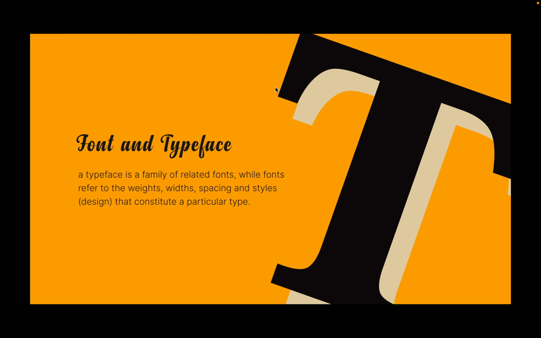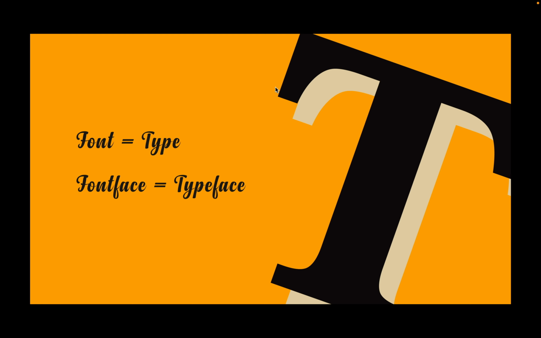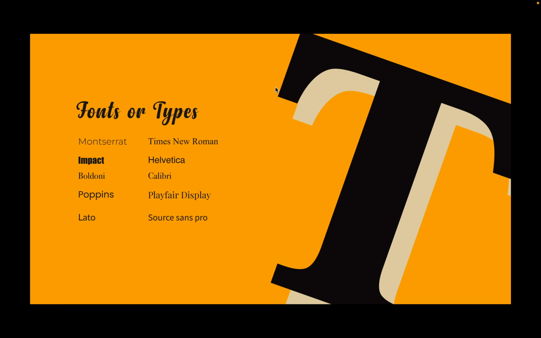Now, let us solve the case of fonts and typefaces. Now, this might have been causing confusion in a lot of people, but it is so easy to understand. A typeface is a family of related fonts, while fonts refer to weight, width, spacing, and styles, the design that constitutes a particular type. Now, it means a type is a design, while typeface means the relations of that particular font. Now, to help you understand how that works, you can mean font as type, and you can mean font face as typeface. Also, to help you understand in a better context, we have fonts or types.